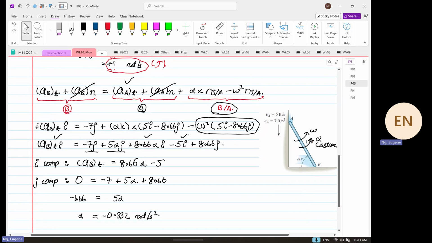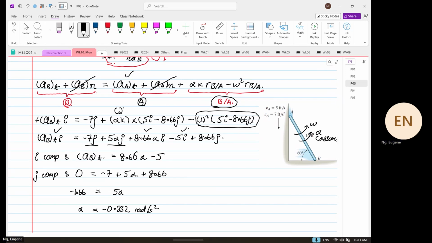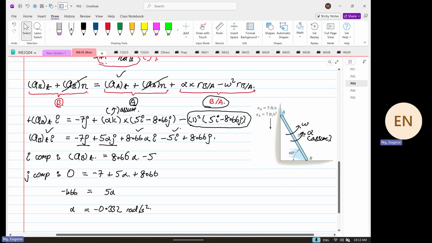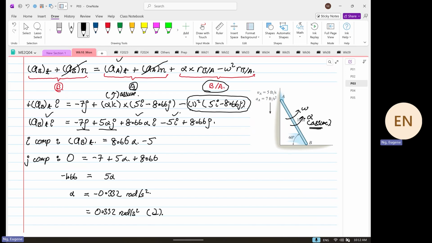So over here, when you get minus, right? For this case, before I go any further, we assumed it to be going in the anti-clockwise direction. We make this assumption over here. So now we realize that from the vector analysis, alpha is equal to 0.332 radians per second squared, and it's going in the clockwise direction. So this assumption is wrong. So cancel this. So this is the right direction.